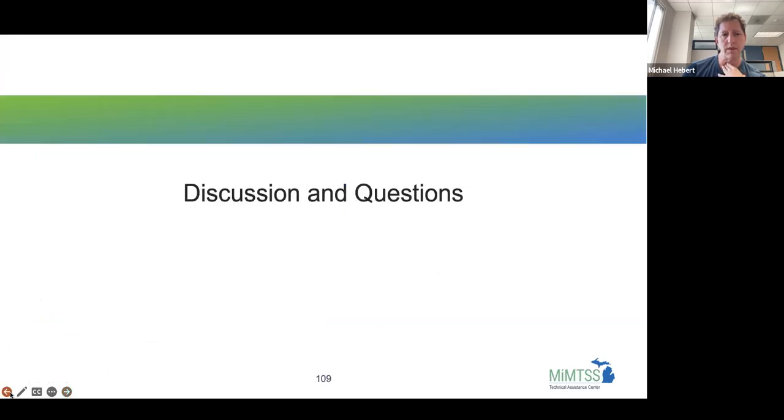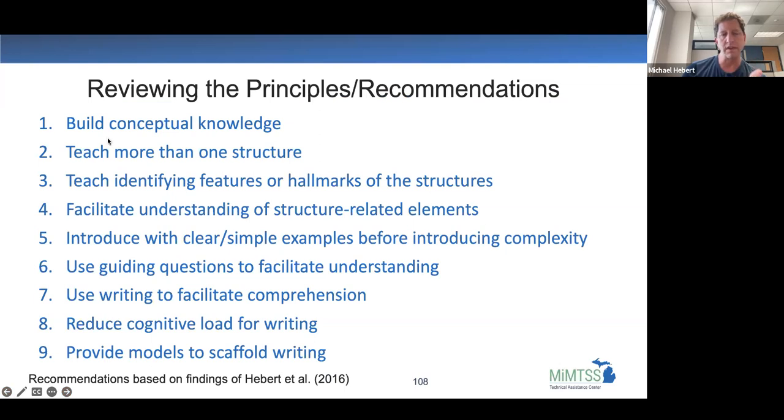So I just want to review these principles here. One is building conceptual knowledge, teaching more than one text structure at a time, teaching identifying features or hallmarks of the structure like signal words, using guiding questions to facilitate understanding of the elements, using clear, simple examples before introducing more complex examples, using writing to facilitate comprehension, trying to reduce the cognitive load for writing when we're teaching that, and providing models for scaffolding the writing. If you can do these things when you're teaching informational text structures, these are going to be really effective ways to get your kids engaged in the information and really improve their comprehension.